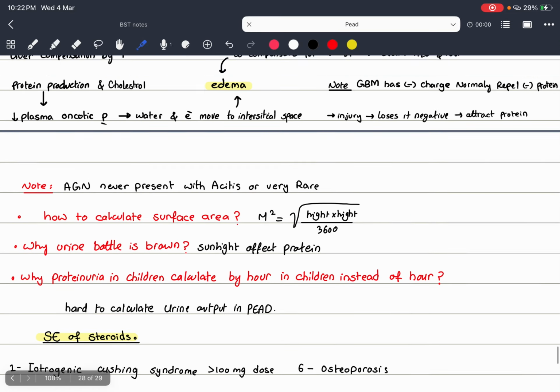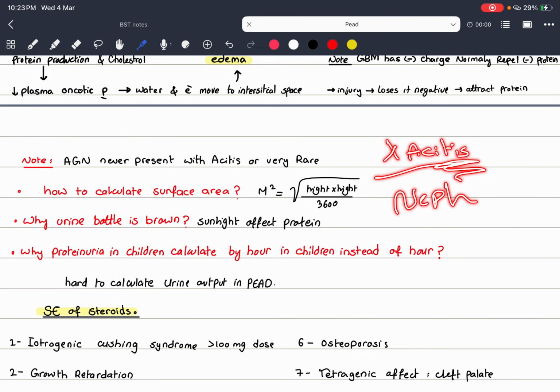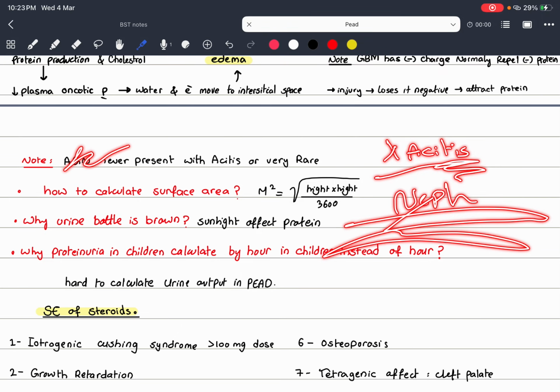Okay, some notes that my professor told me. Remember that acute glomerulonephritis, post-streptococcal infection, never presents with ascites. So that's how you differentiate it from a nephrotic syndrome patient. If you see ascites, you always rule out AGN.